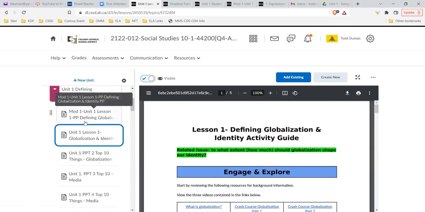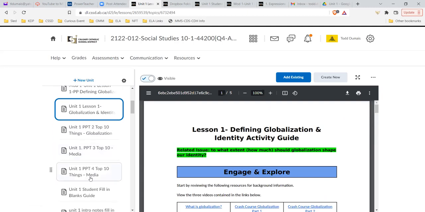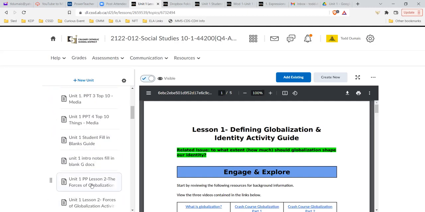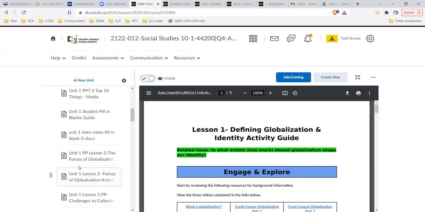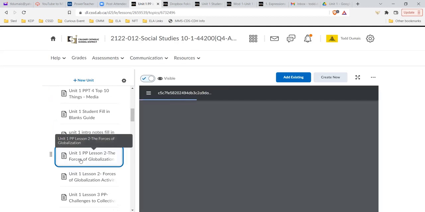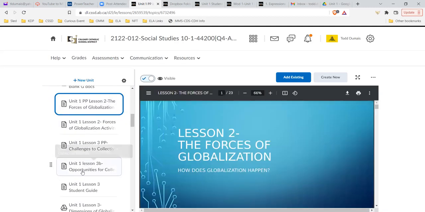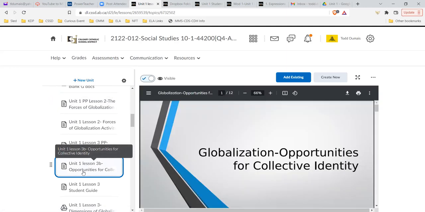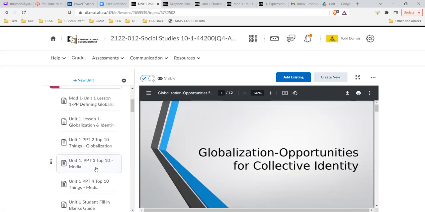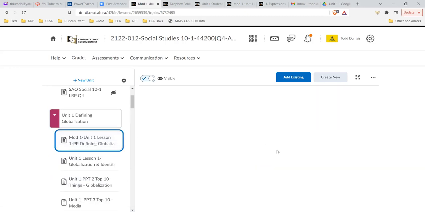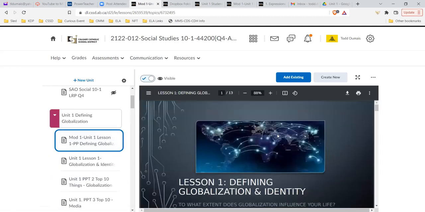But we're going to do some PowerPoints today that will lead you into helping you understand this, and then we will move forward tomorrow. We'll have lots of time to get things done. Again, our second topic is forces of globalization, and then we get into the other aspects of it. So everything is here within a PowerPoint, and hopefully it is making sense to you so far. Make sure there's no chats. No chats. Okay.